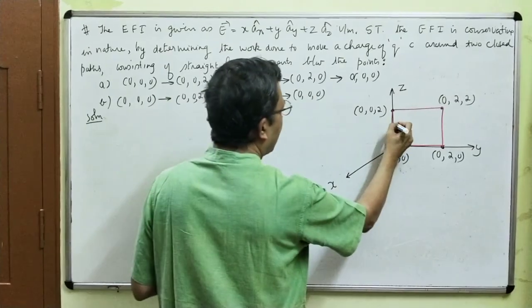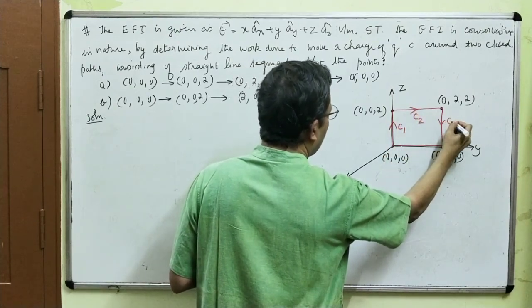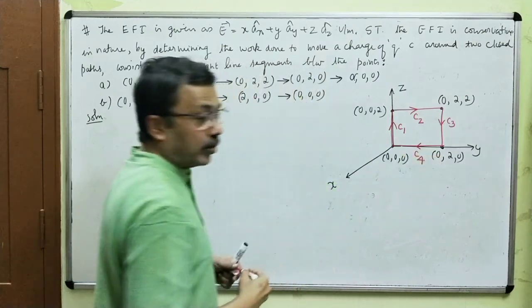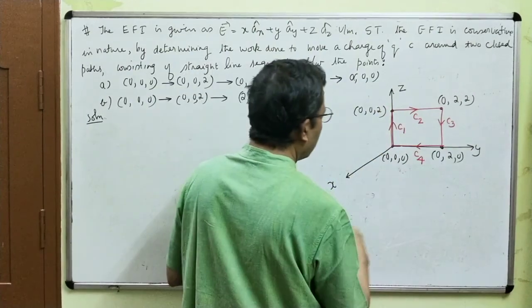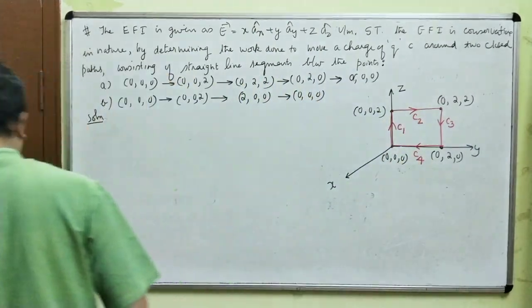This I call path C1. This I call path C2. This I call path C3. And this I call path C4. We are taking a charge of Q coulombs around this closed path. Correct? And we have to show that the work done is 0.